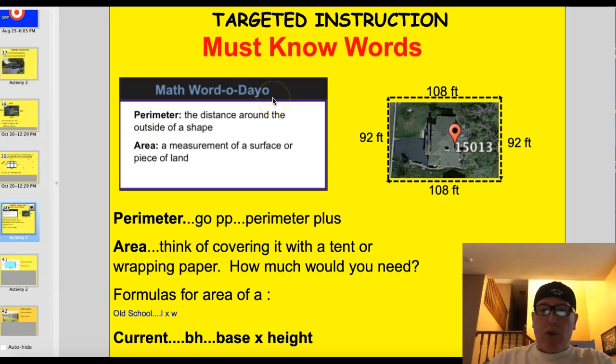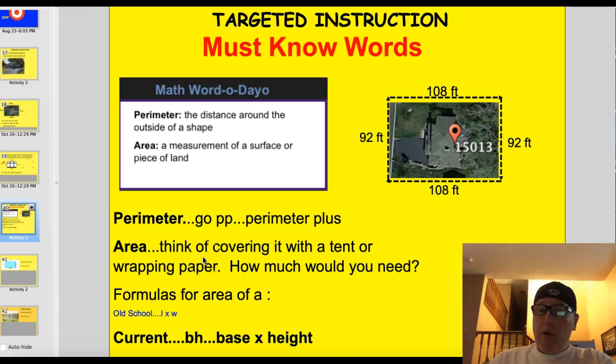Perimeter is just the distance around the outside of a shape. The area is the measure of a surface or piece of land. Area, perimeter, I want you to think of go PP. Perimeter plus. That's what I tell kids. Everybody goes, oh, I'll go to the bathroom, pee-pee. No, perimeter is PP. Perimeter plus. You just plus all the way around.